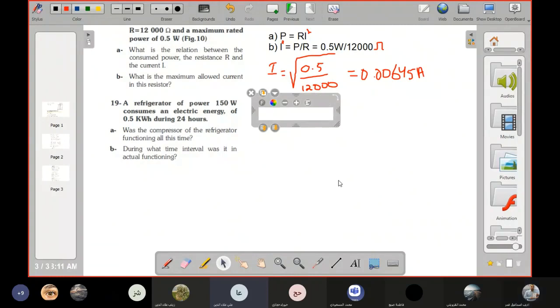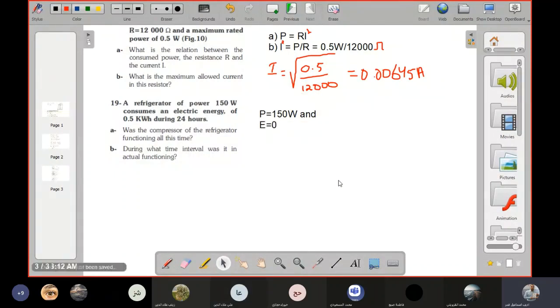Was the compressor of the refrigerator functioning all this time? Okay, so here we have the power of the refrigerator. We write the given: P equals 150 watts, and we have the energy equal 0.5 kilowatt hour.